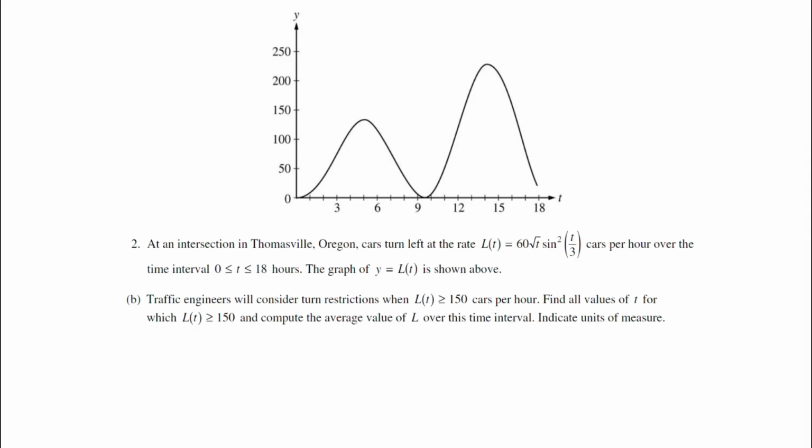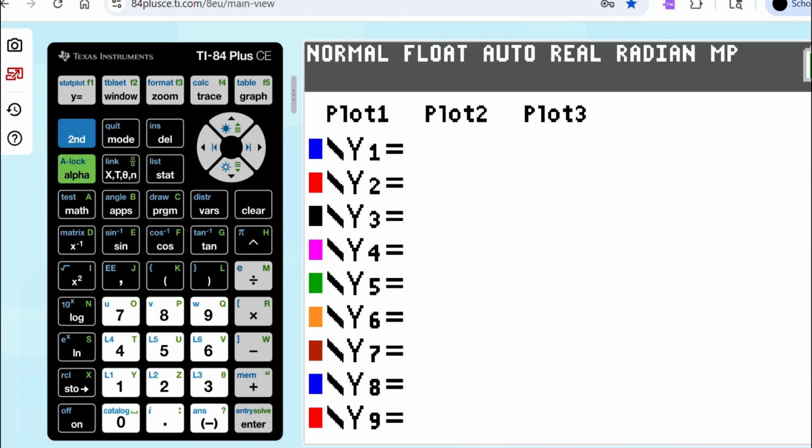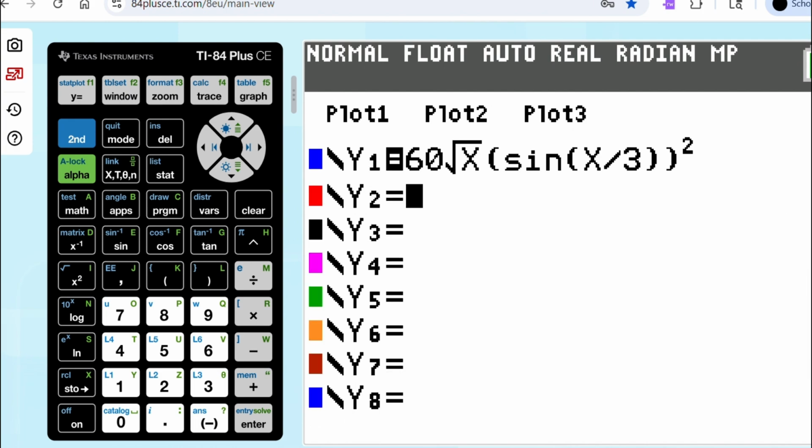So first of all, to figure out when L of t is greater than or equal to 150, we have to see when L of t is equal to 150. In order to do that, we'll go into our graph, go into y equals, and graph L of t. So L of t was 60 square root of x times sine squared of x over 3. So we'll do sine of x over 3, and then we'll square that. And we also want to graph 150.